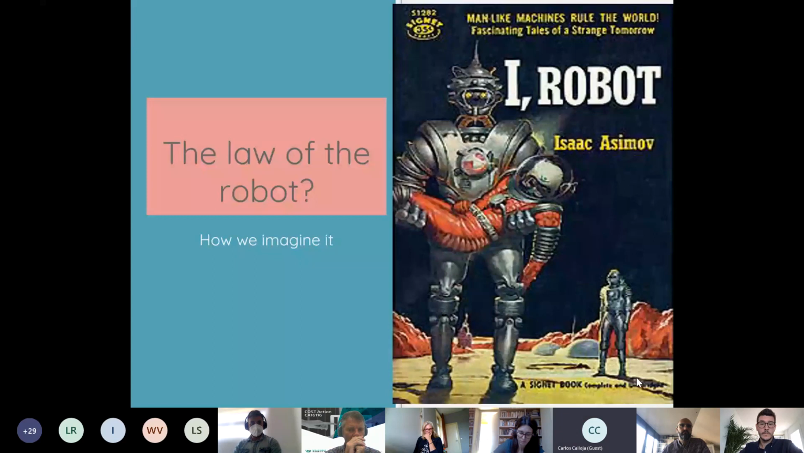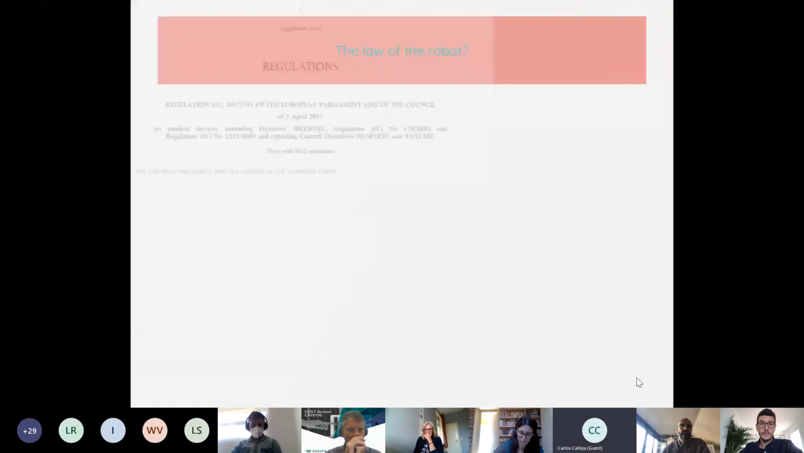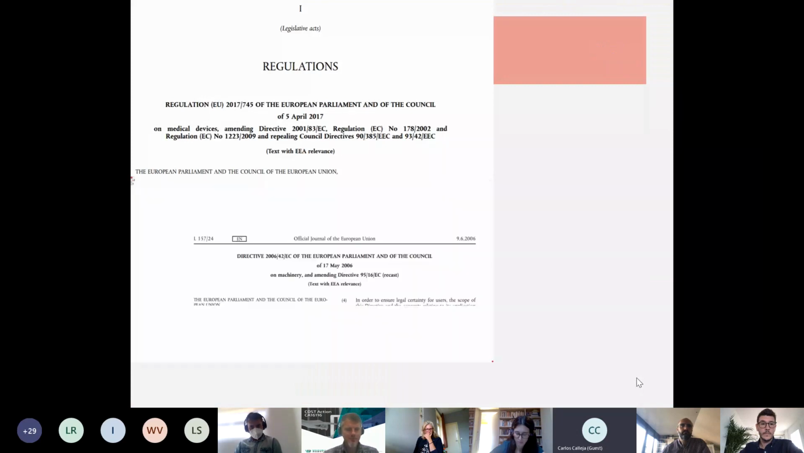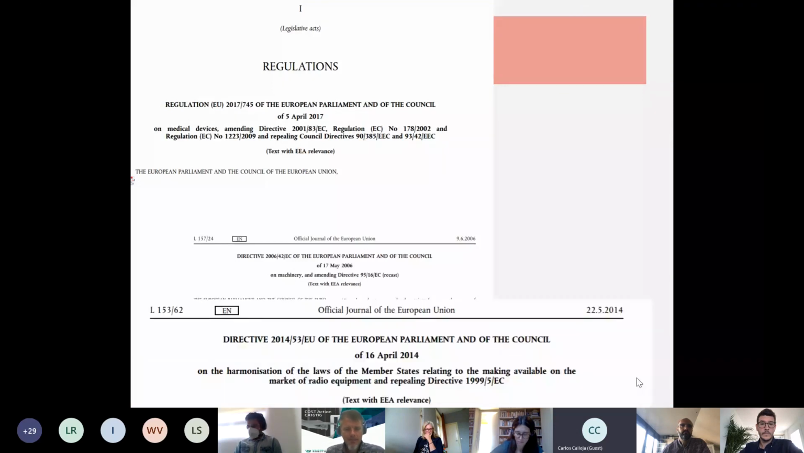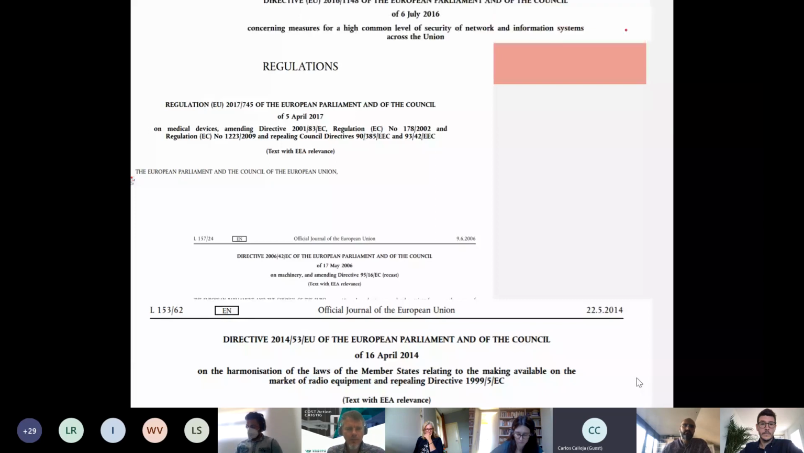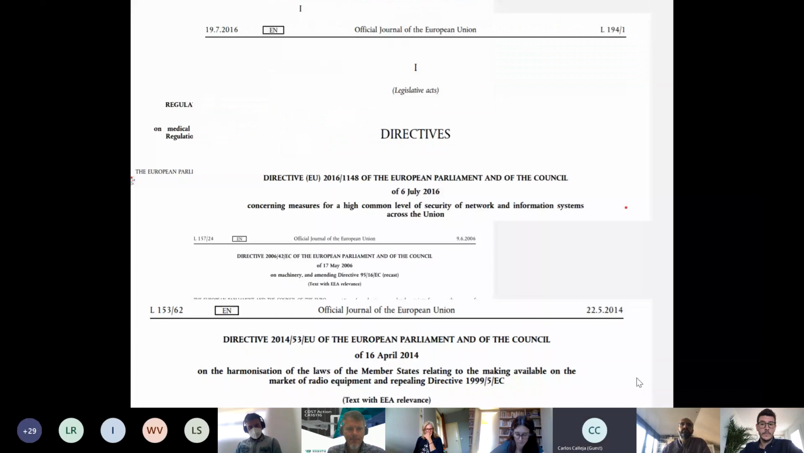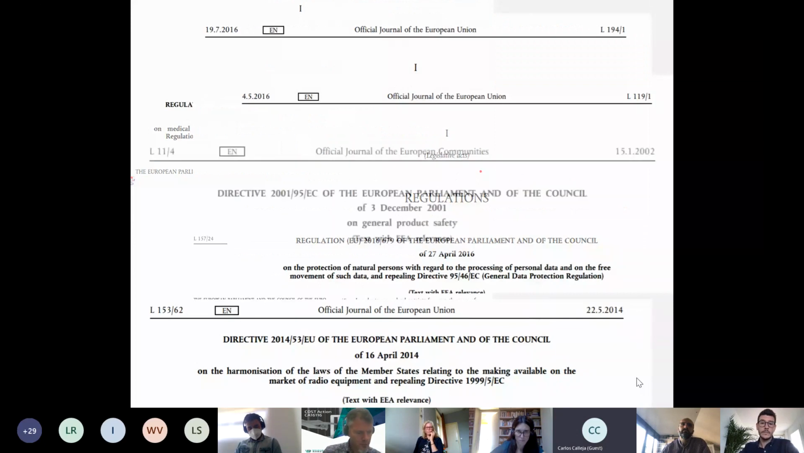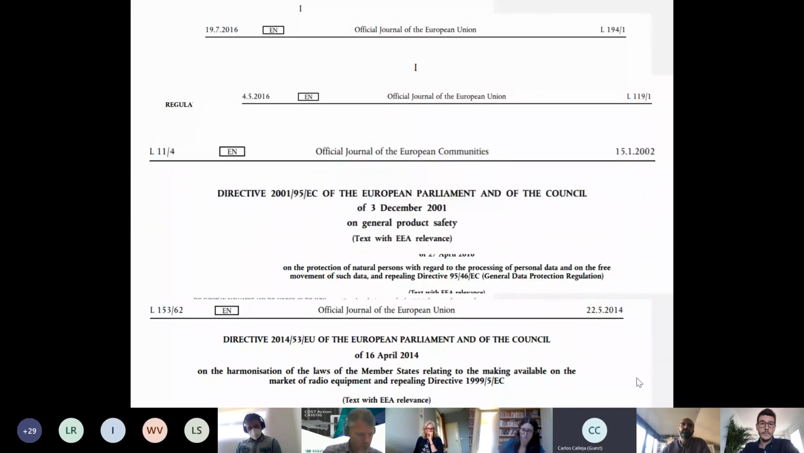So if we have a medical device, we will have to factor in the medical devices regulation. But if the device also is a machinery equipment, we must also factor in the machinery directive. And we may also consider the radio equipment directive. We have also the cybersecurity directive for interconnected devices. If we have a device to process personal data, we'll also have to factor in the GDPR. And certainly we'll have to factor in the General Product Safety Directive.